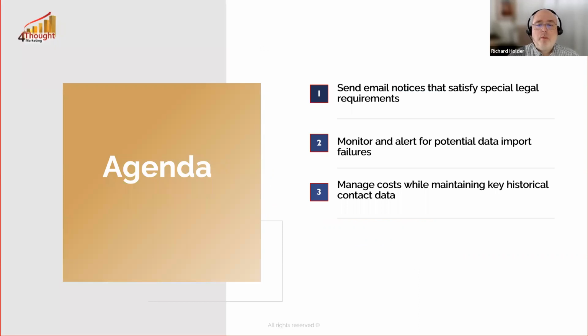So we're going to talk about 3 use cases today. One is about sending emails that meet specific legal criteria. Another is monitoring and alerting if there are potential data issues with a data import. And the last one is how to manage costs while maintaining historical information about previous interest that a customer has shown.